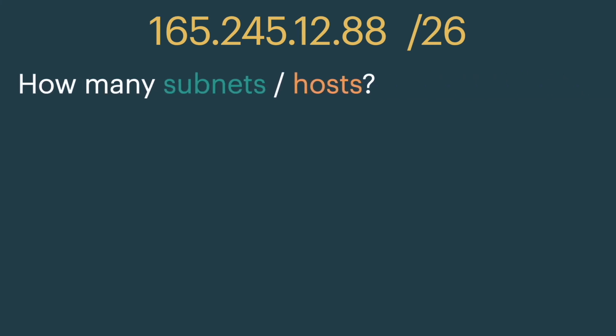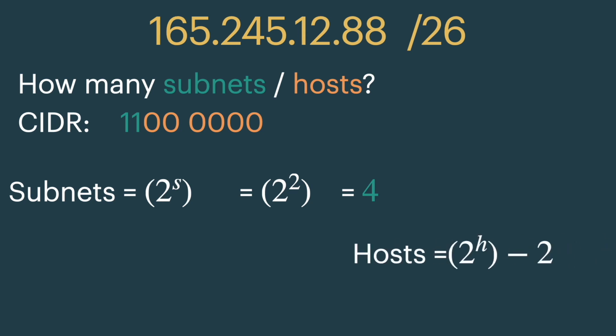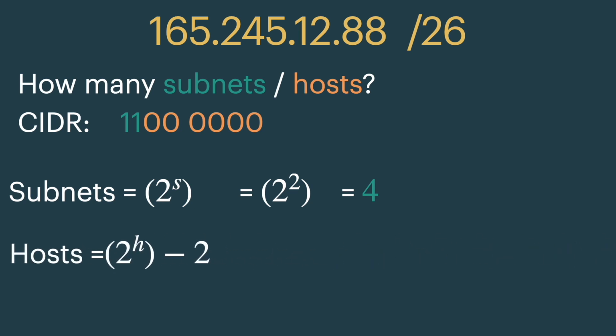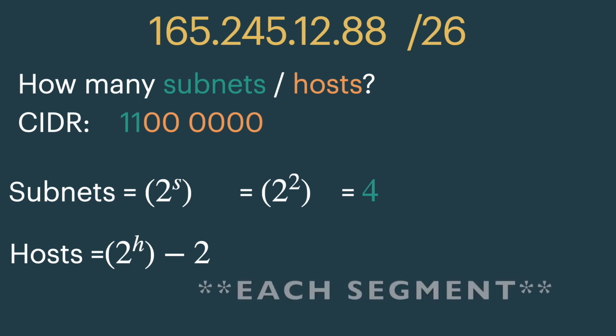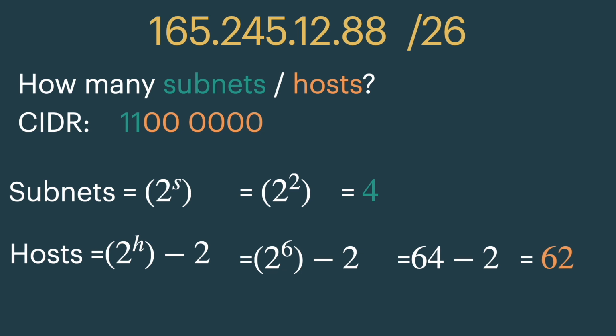Now, how many subnets and hosts? Here we use the CIDR, and it's fairly straightforward. We use the formulas, which is subnets, how many segments of IP addresses we can get, just plug it in. It's 4. And how many hosts, how many machines in those segments we can have? 62. And that's it. Here are the resources.